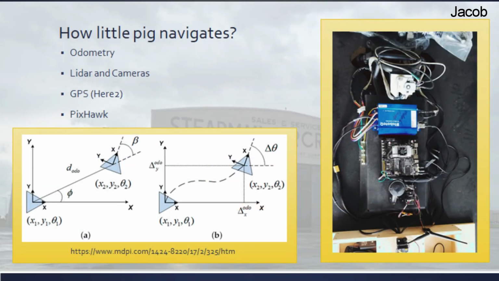Little Pig navigates using odometry. Odometry allows you to find your position in a 2D space by knowing the initial position and tracking the change of position due to velocity and the direction of the robot. LiDAR and cameras are the sensors that allow Little Pig to navigate in a rapidly changing environment and avoid obstacles in the environment. We use a GPS to validate the odometry calculations. Little Pig also has a Pixhawk drone controller that will be used for long-distance communications with it.